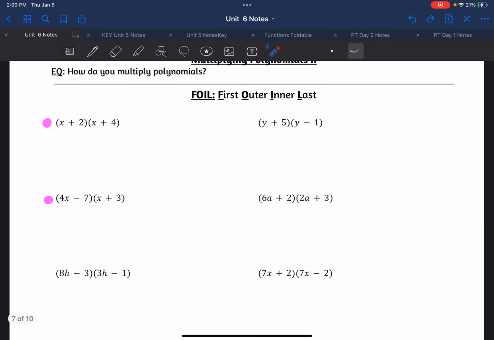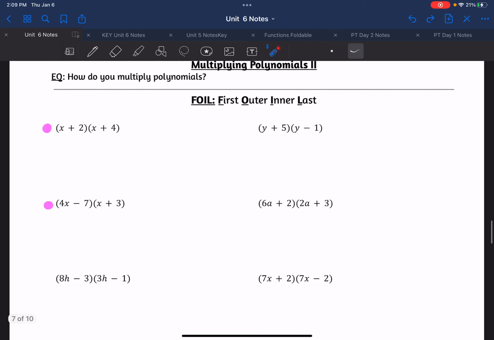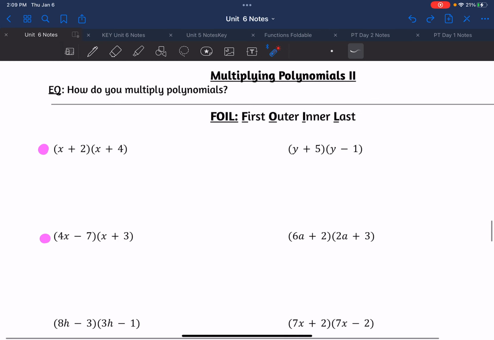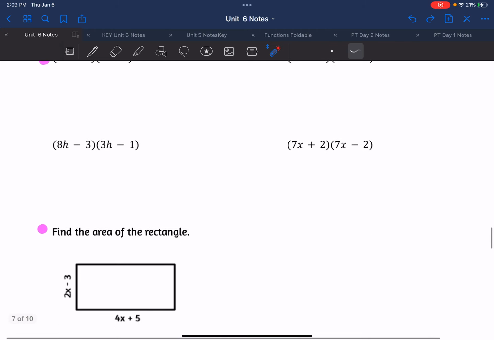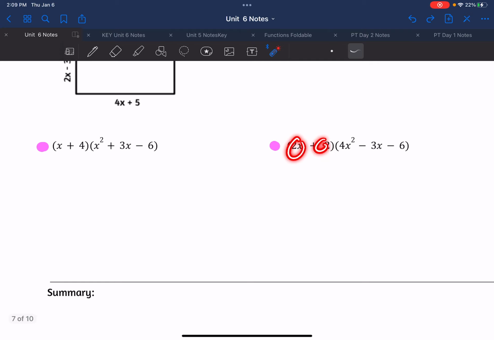So let's get started. Now, there is this method called FOIL, and it basically tells you how to do it. It's called first, outer, inner, last. I'm not going to teach you that method, even though it's written on here, because it doesn't always work. It works for when we have two terms times two terms, but it doesn't work when we have two terms times three terms. So I don't want to teach you that way.